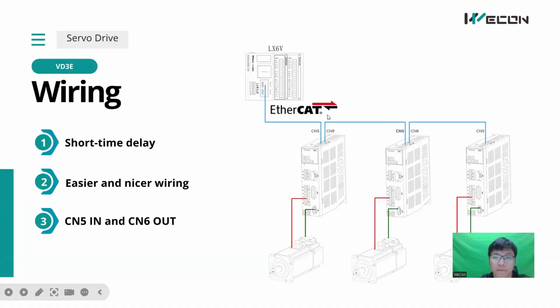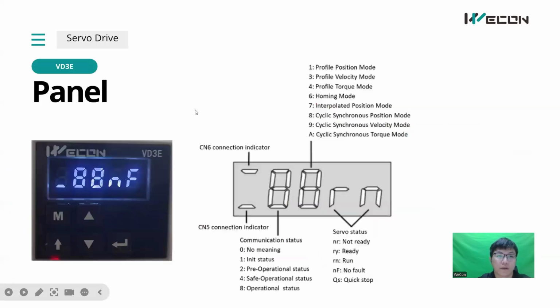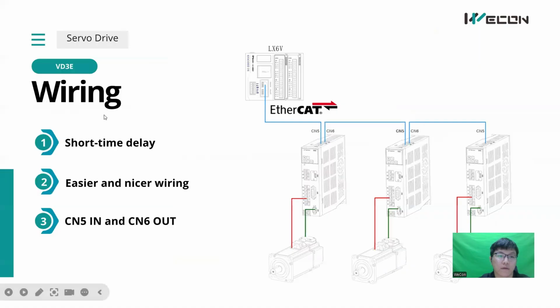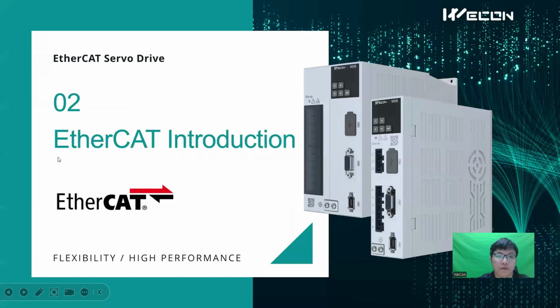And after this wiring, the slave ID will depend on the wiring. So for this wiring, this is our slave 0, then slave 1, and slave 2, and so on. Okay, so this is the interface, panel and wiring for VD3E. And now I will begin to introduce EtherCAT communication.